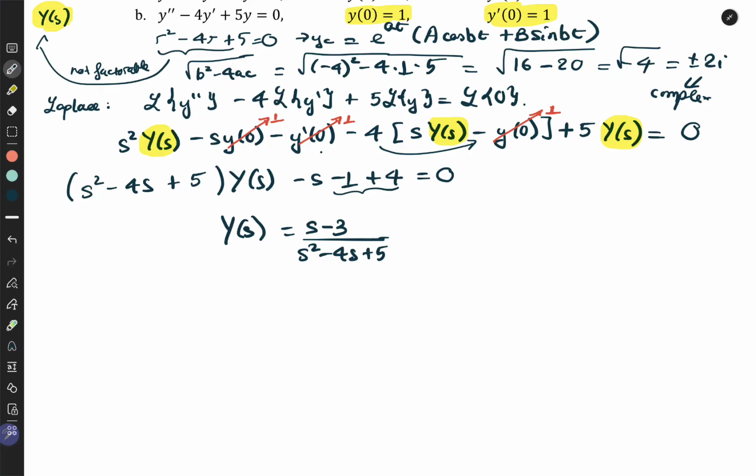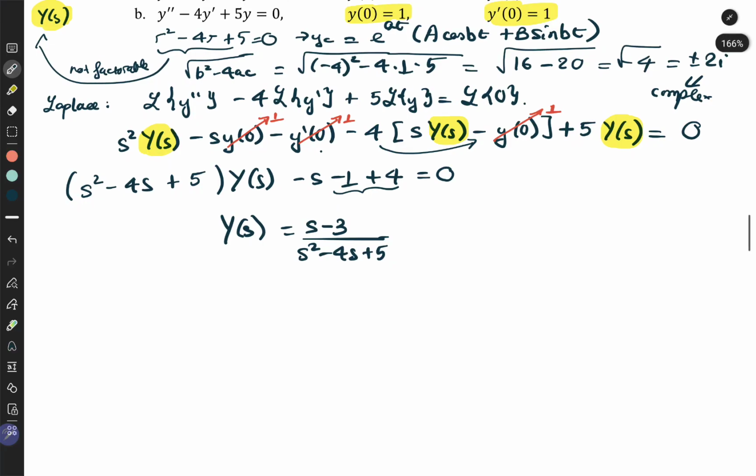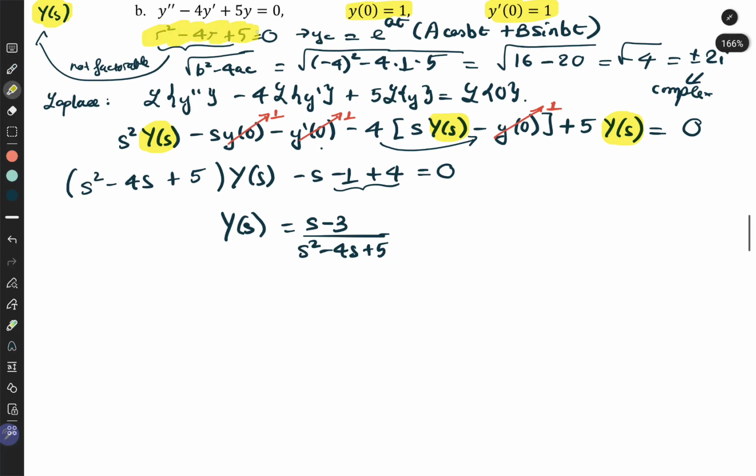Like I said, we did this over here with the characteristic equation with r. Now with s, we know that this one is not factorable. And because it's not factorable, the first thing you're going to think of is to complete the square.